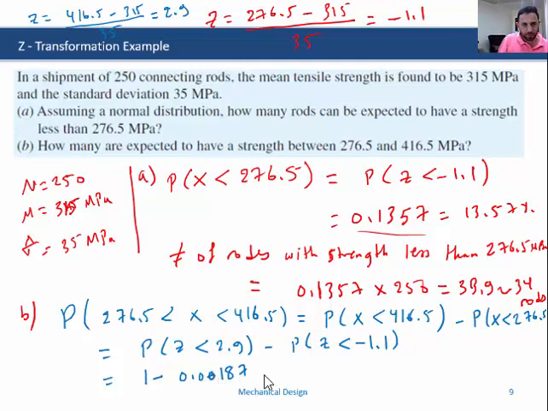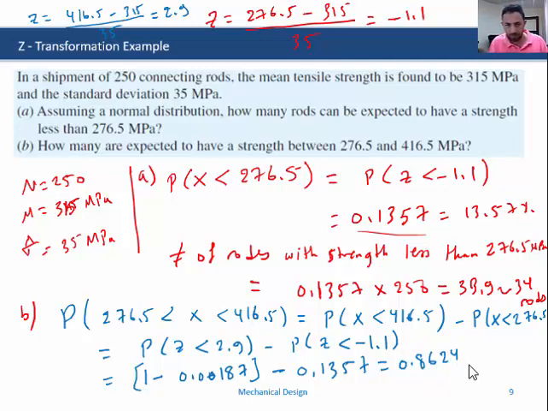Okay, minus the probability of Z less than minus 1.1 is obtained in part A, and this must be equal to 0.8624, which is approximately 86.2%. So 86% of the roads will have a strength between this value and this value.